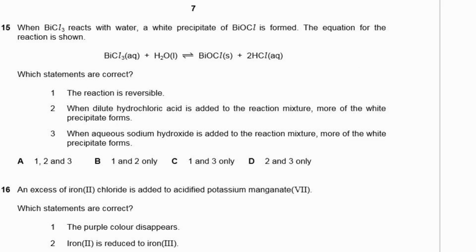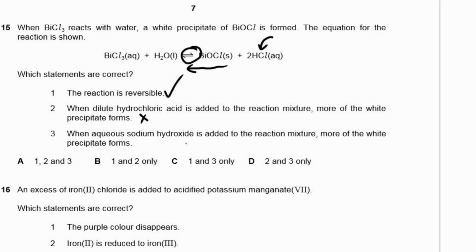All right. Question 15. When BiCl3 reacts with water, a white precipitate of BiOCl is formed. The equation for the reaction is shown. Which statements are correct? The reaction is reversible. So that has that symbol, which means it's reversible. When dilute hydrochloric acid is added to the reaction mixture, more of the white precipitate forms. So if we add more of this, the reaction will actually progress backwards, which means there'll be less of the white precipitate form. So that's not an answer.